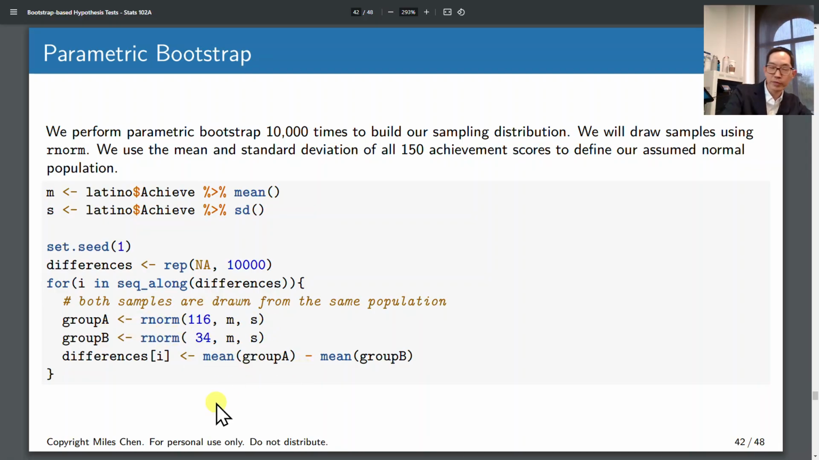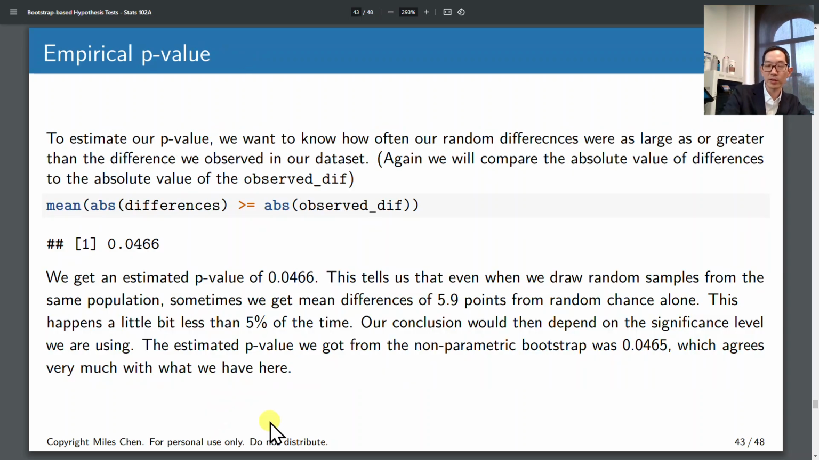We say, well, how often are my group means different by 5.9 or more? We get an estimated p-value of around 4.6% again. So all of these things are kind of aligning, and they seem to agree with each other. So that's a good sign.